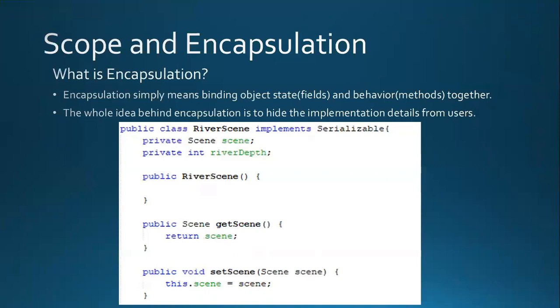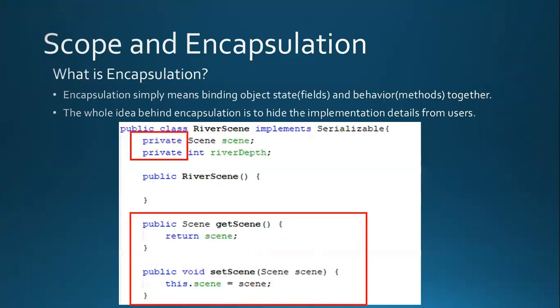Remember earlier I talked about access modifiers: default, private, protected, or public. As you can see in the river scene class below, the scene and river depth variables are labeled as private. What that means is that those variables can only be accessed within the same class. No outside class can access private variables of another class. However, if we set up getter and setter methods to update and read the private data fields, then the outside class can access those private data fields via public methods.